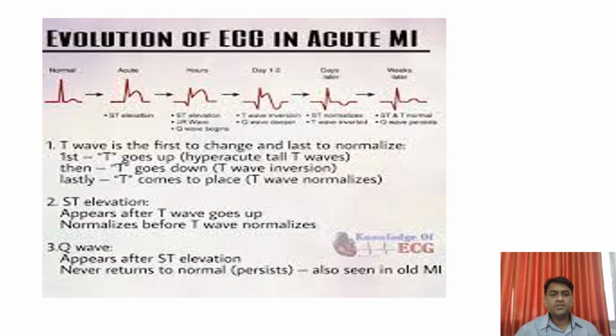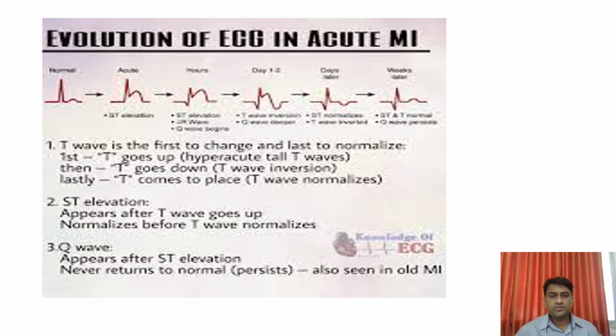T wave is the first to change and last to normalize. First the T wave goes up, a hyperacute tall T wave. Then the T wave goes down, T wave inversion. Okay. Lastly the T wave comes to place. The T wave normalizes.